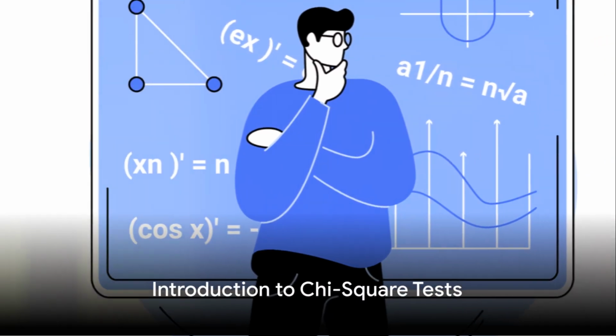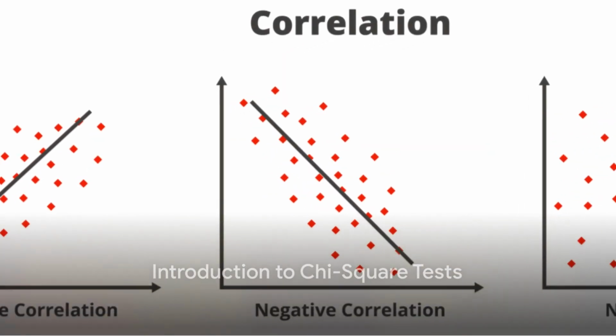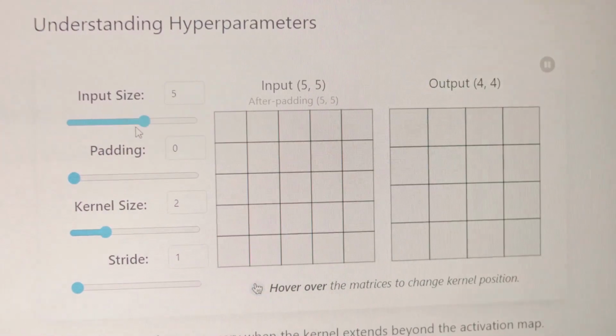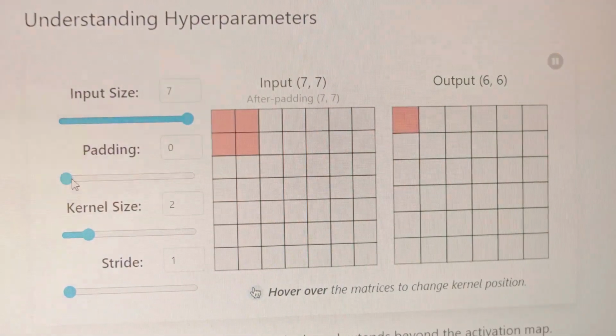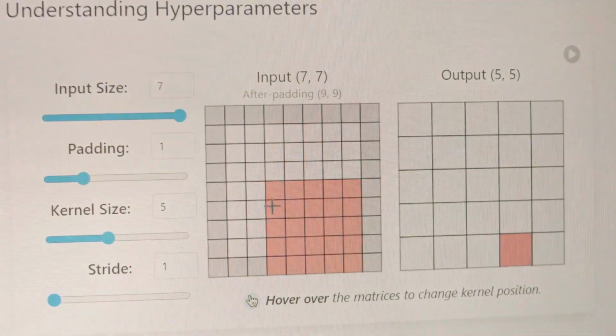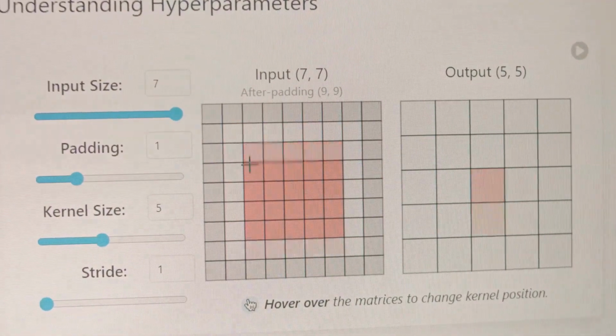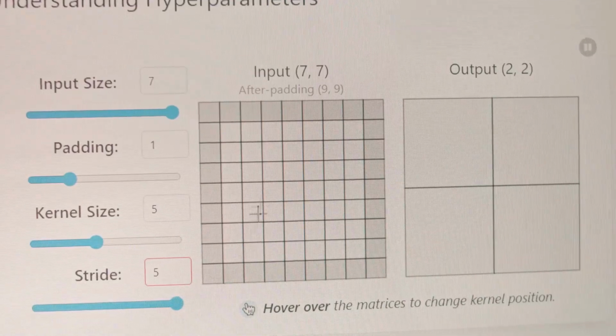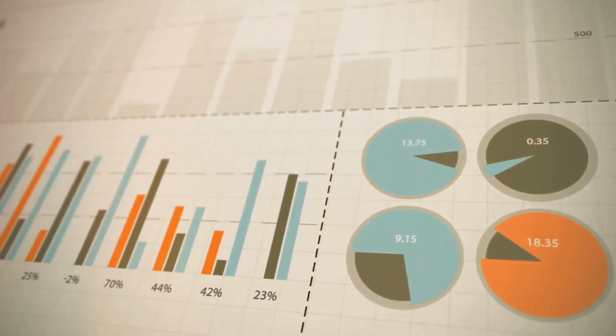Ever pondered over the question, how do you ascertain if there's a significant relationship between two categorical variables? If so, then you've been contemplating the very essence of chi-square tests, a cornerstone of statistical analysis. Embarking on this journey, we start at the very core.